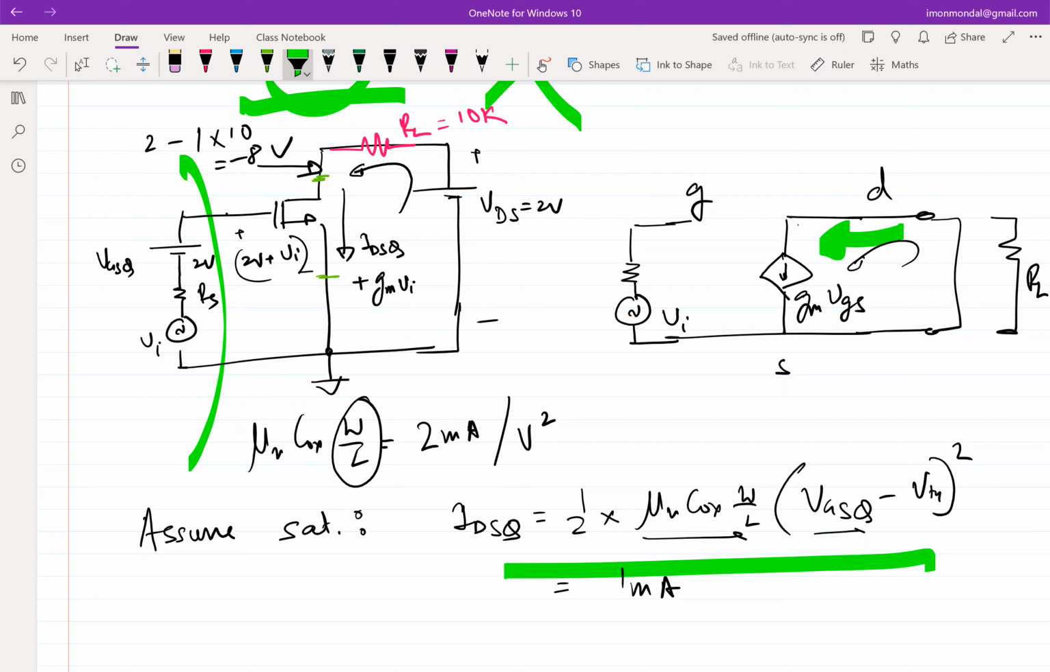Okay, so what can I do to ensure that this is in saturation? Let's assume you can play around with the batteries for tuning.